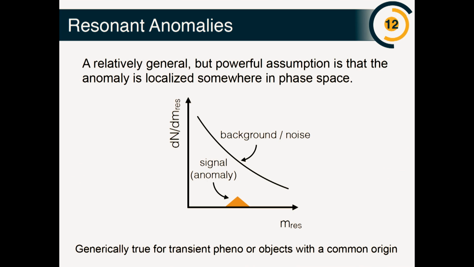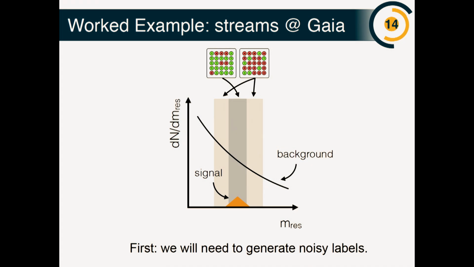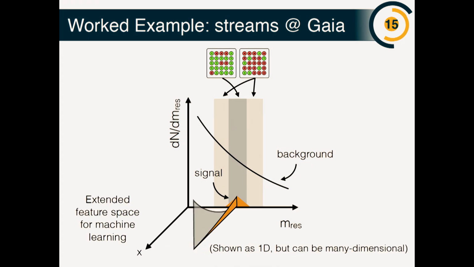Here I have m. You can tell I'm a collider physicist because the m is the invariant mass. But here it could be time, it could be many other things. If the anomaly exists, it's localized somewhere, and the background is just featureless. Then the idea is I need to generate noisy labels. So I could create a region near where the anomaly is, and a region away from where the anomaly might be. That gives me my noisy labels, and from there I can use whatever other features are available, say spectra or positions in the sky, to try to find the weird stuff.